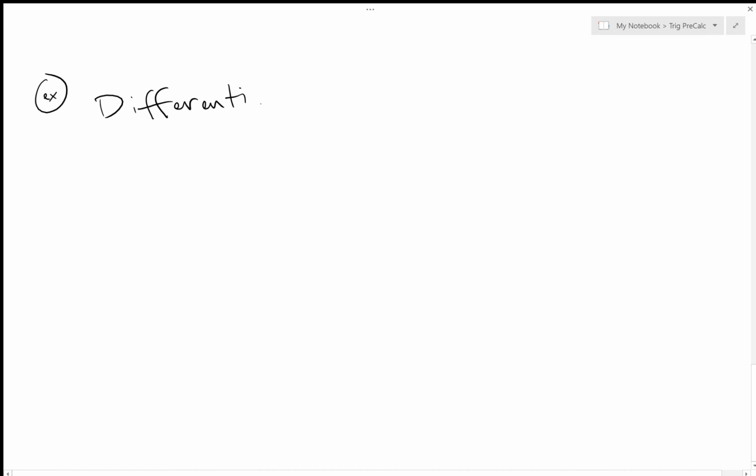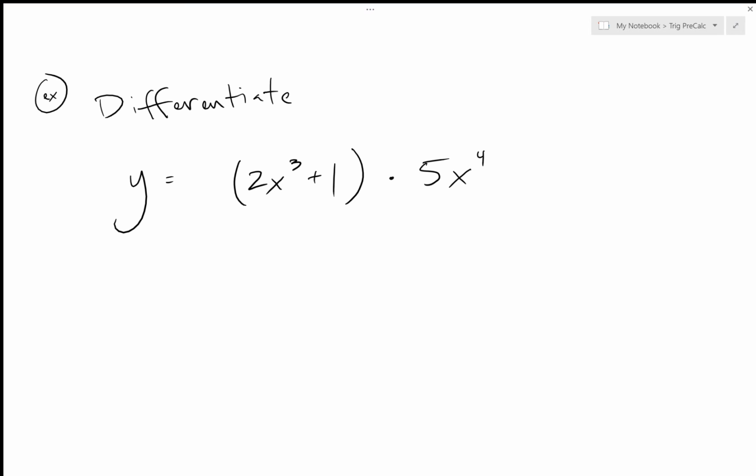Differentiate. And remember, that just means find the derivative. Okay, so y equals 2x cubed plus 1 times 5x to the fourth. Okay, and again, I said the word times or multiply, so that means we have to use product rule, and product rule is f prime times g plus f times g prime.